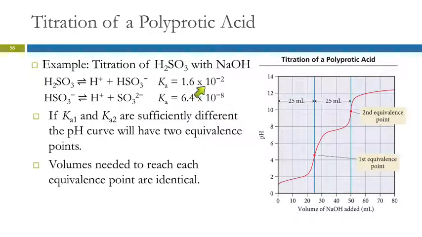So if there's enough difference between those two Kas, like there is for this one, then on your pH curve, you'll see two equivalence points that are distinctly separated. So you've got two separate curves. If those Kas are too close, it'll just kind of meld together and it'll be hard to distinguish.